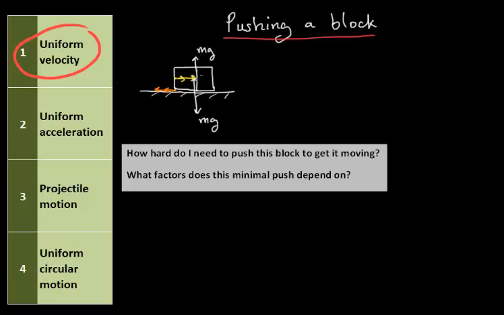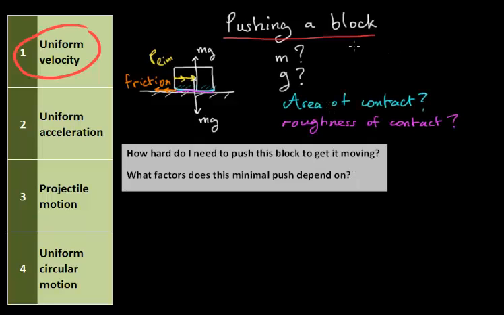And my question is, what is this limit pushing force, this minimal pushing force that you need to apply to overcome this friction force, which we call actually the static friction force. We'll see later what the dynamic friction force is. So how hard do I need to push this block to get it moving, and what factors does this minimal push depend on? So what do you think this minimal force depends on?